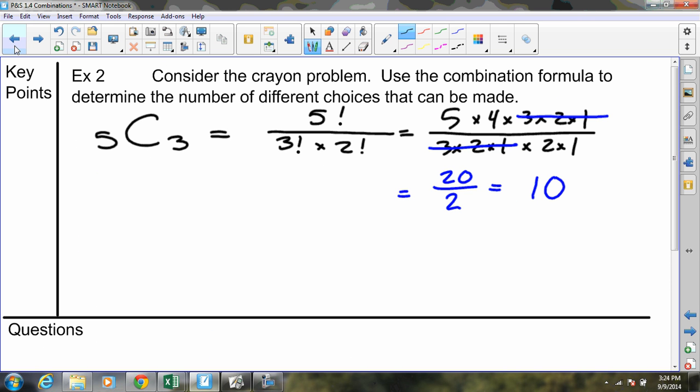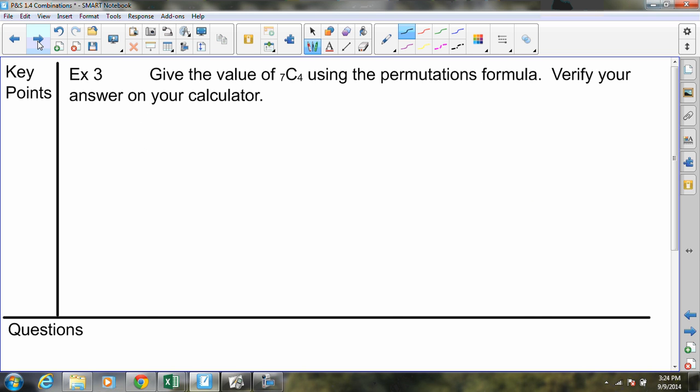I would also like to point out, we did this particular one by hand. Sorry, I forgot to change a word. It says permutations. This is supposed to be combinations. So let's use the combination formula for 7 choose 4.